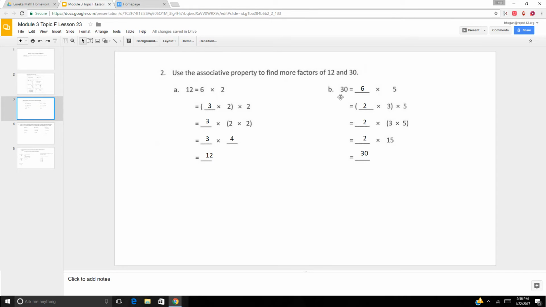Okay. So 30 is 6 times 5. 6 can be broken down to 2 times 3. So it's 2 times 3 times 5. And if we move the parentheses, 2 times 3 times 5, and 3 times 5 is 15, so 2 times 15 is 30. So we have 6, 5, 15, 2, 3, and 30. So we have more factors that way.